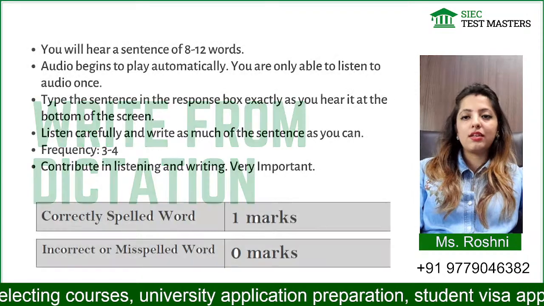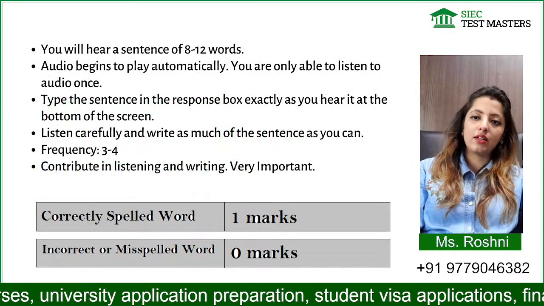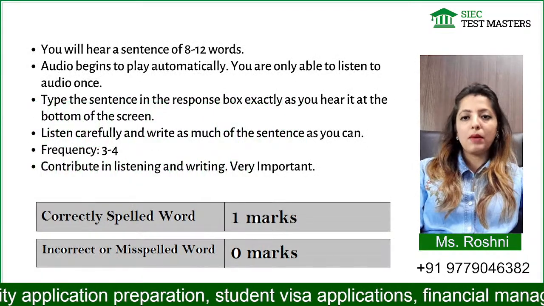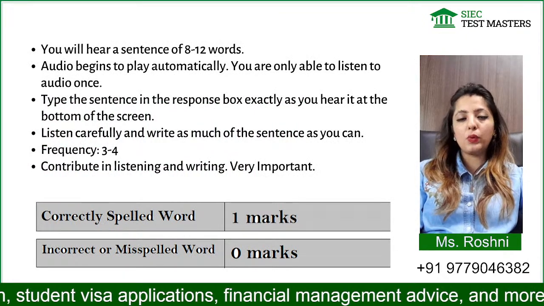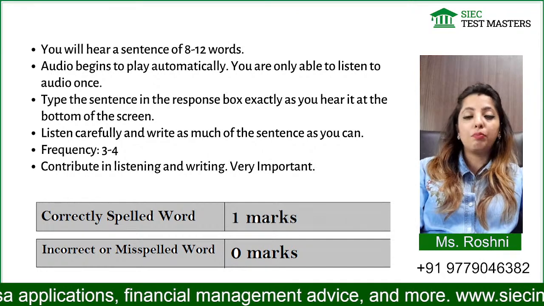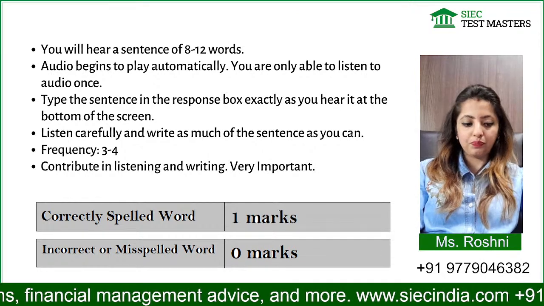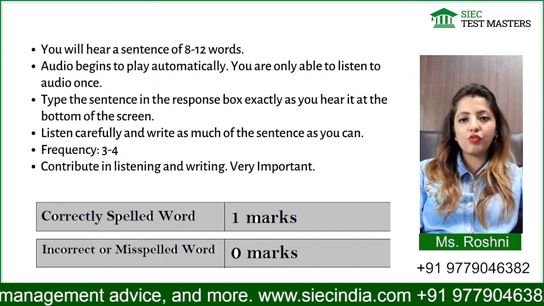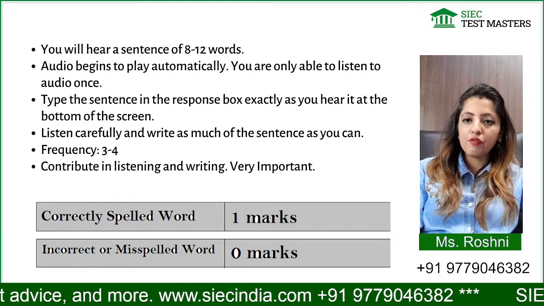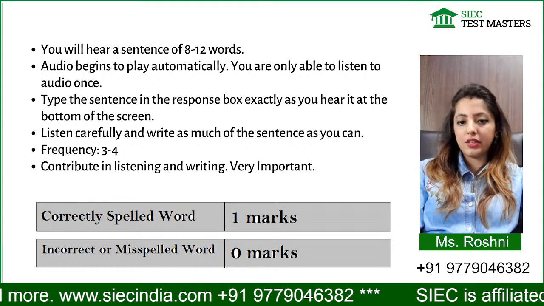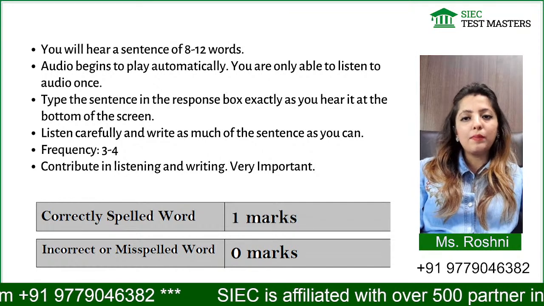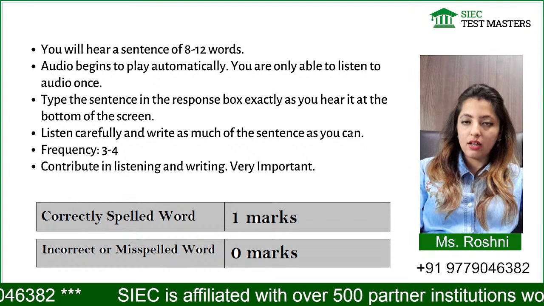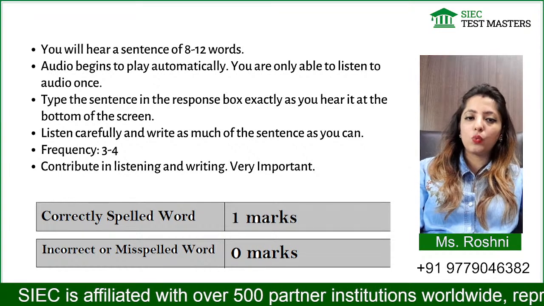Here, this is similar to the Repeat Sentence of the speaking module, but in this question type, you need to write it down, whereas in speaking you repeat the sentences that you have heard. You will hear a sentence of 8 to 12 words, and every word carries 1 mark individually. Audio begins to play automatically, and you will be able to hear it only once.